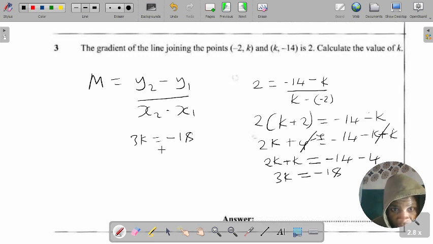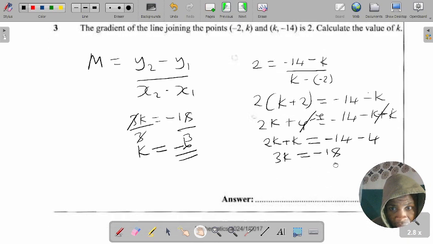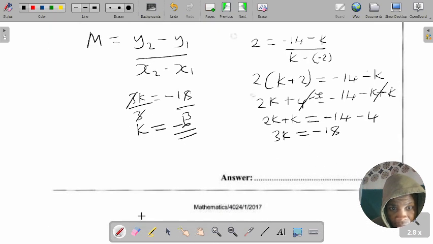Then you divide both sides of the equation by 3. So 3 and 3 cancel out, you remain with k on this side, which is equal to negative 18 divided by 3, you get negative 6. So the answer is k is equal to negative 6. That is the answer.